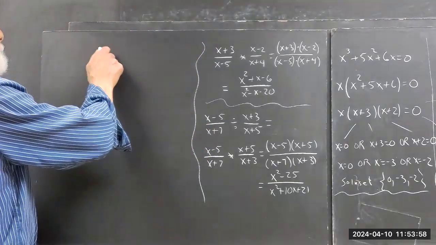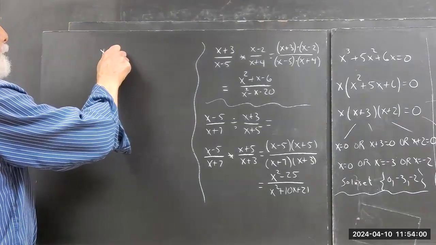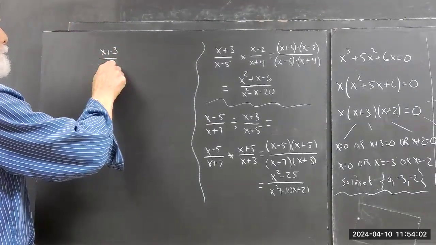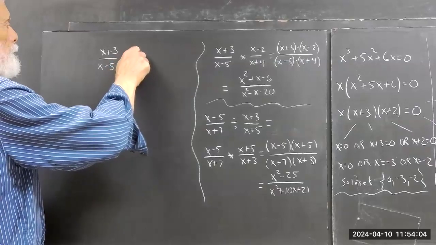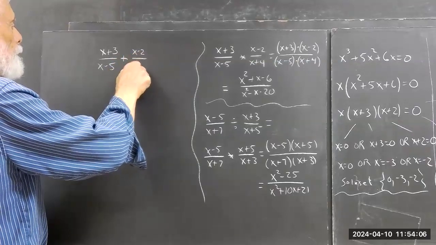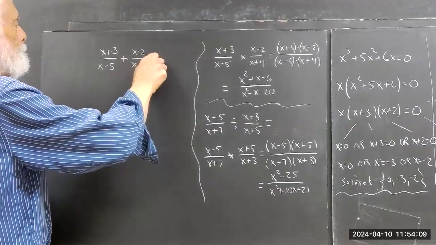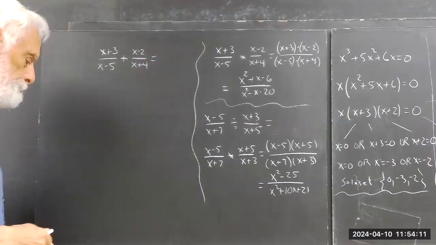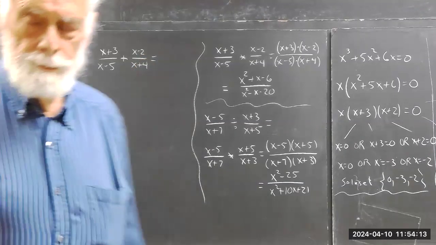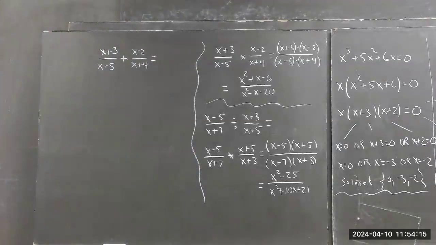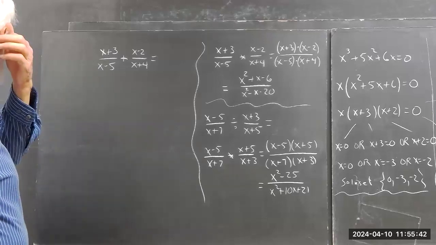So let's try (x plus 3) over (x minus 5) added to (x minus 2) over (x plus 4). What's that going to equal? Okay, now I'm gonna probably need to give a little hint.